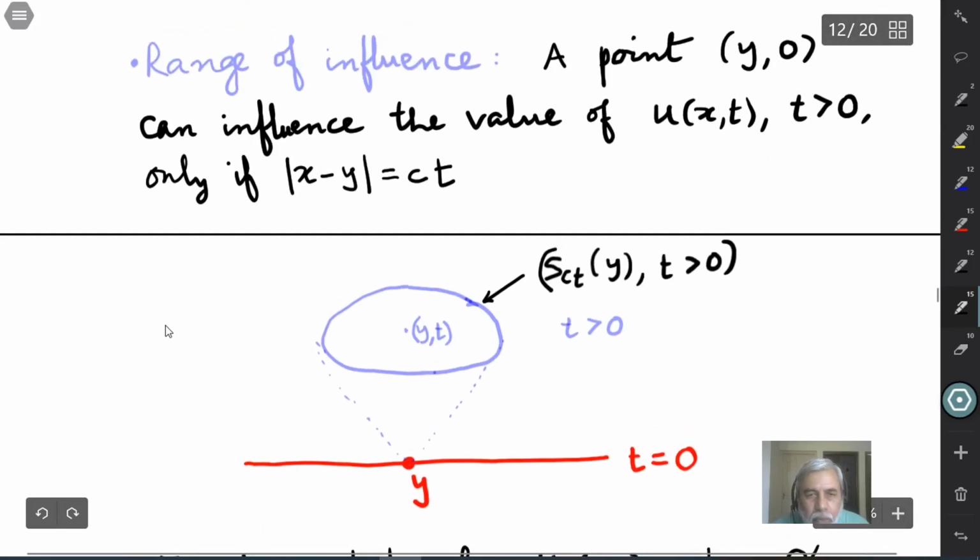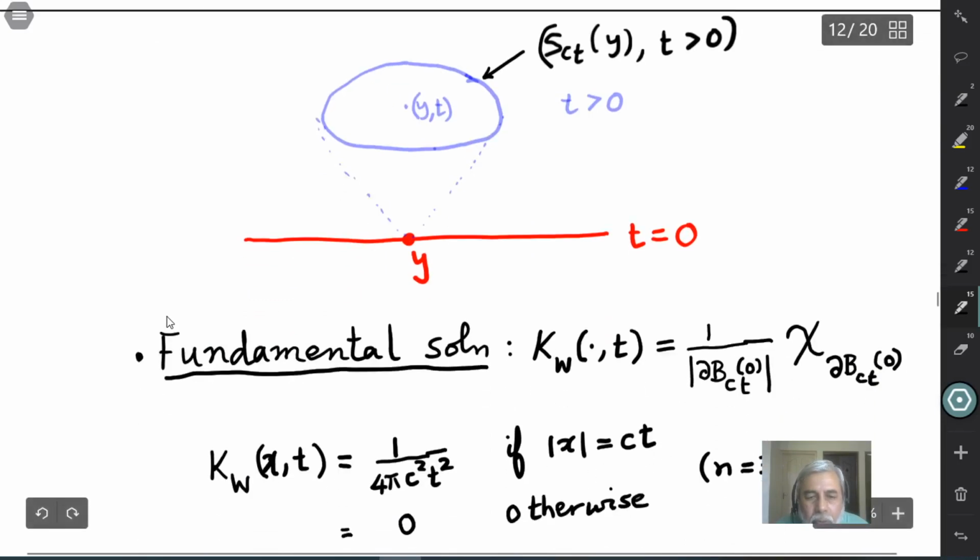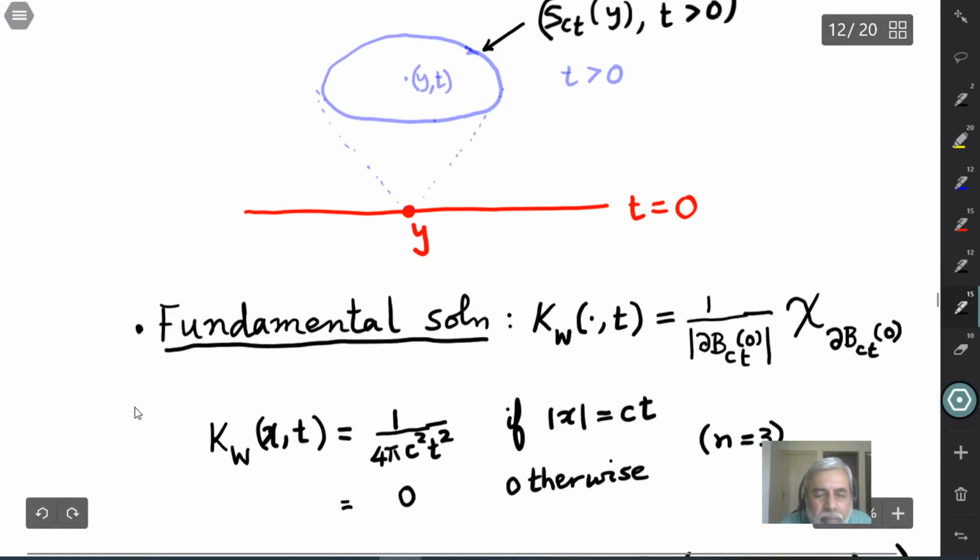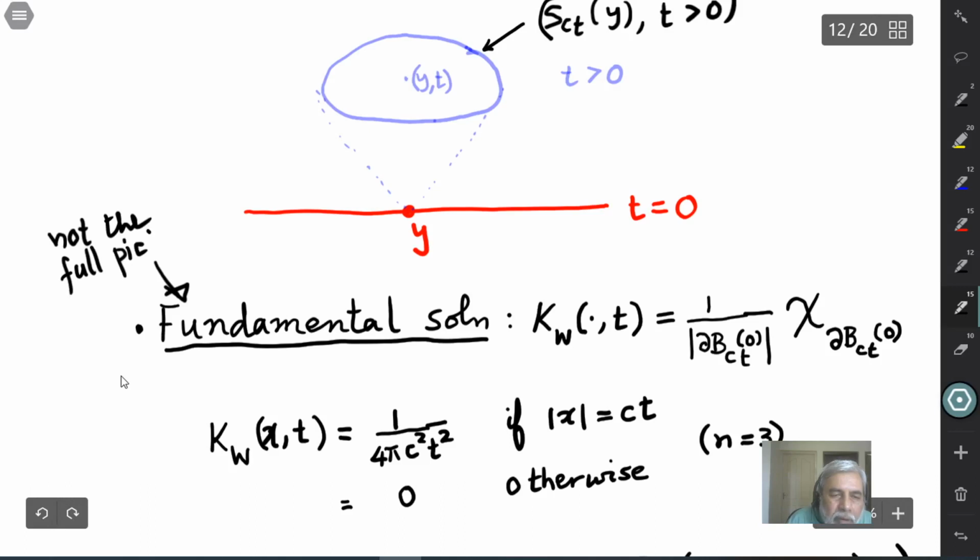So now, just similar to the n equal to 1 case, we also discuss the fundamental solution. A word of caution here: in this n equal to 3 case and n equal to 1 case, and in general for any n, this is not the full picture. You should bear that in mind. Here we have concentrated only on the x variable, and t we are not considering in that detail. In order to apply the Malgrange-Ehrenpreis theorem to get the fundamental solution, we have to work not just with respect to the x variable, but also with the t variable.